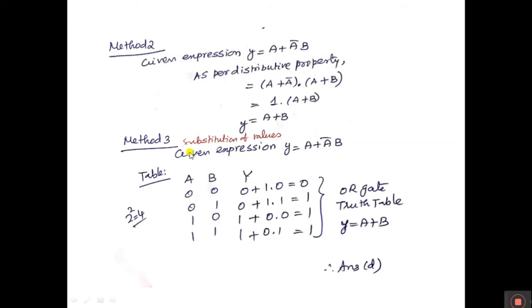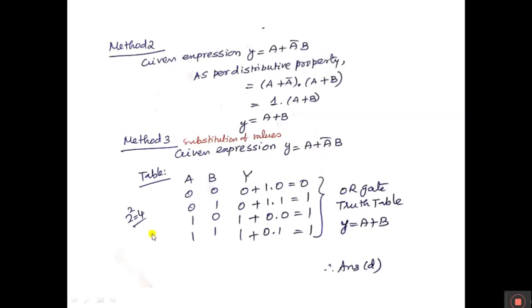Similarly, method 3, using the substitution method. The given expression is y equal to a plus a bar b. With two variables, I can take four combinations of input: 00, 01, 10, 11. Apply all the values here. For 0 0: 0 plus a complement, 1, multiplied with 0, this becomes 0.